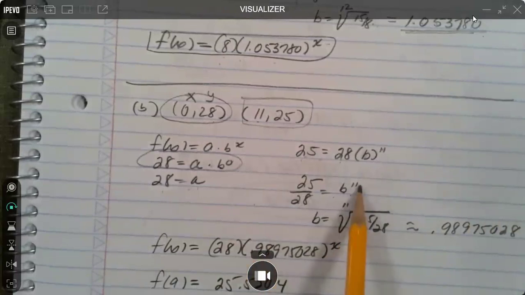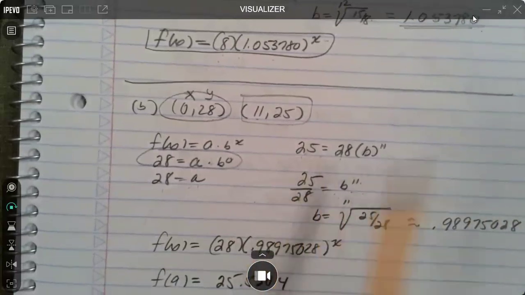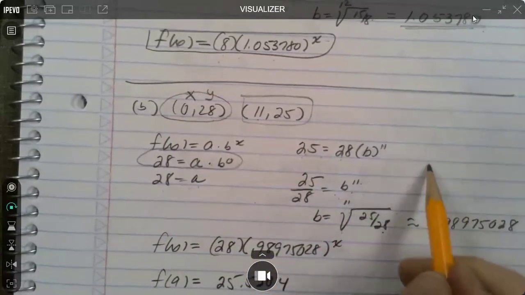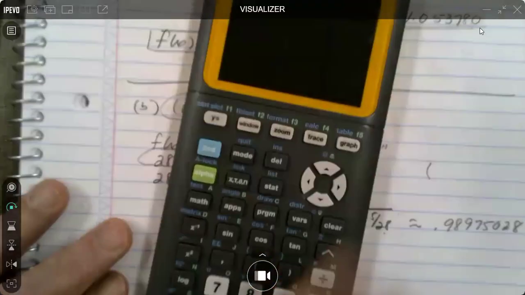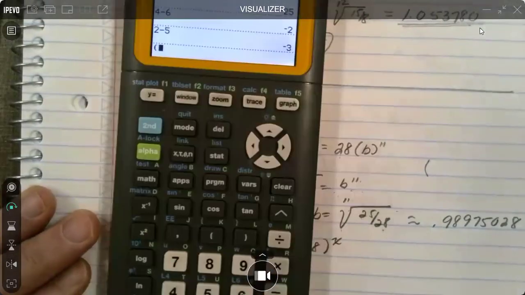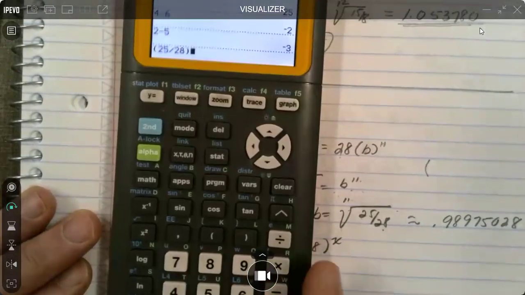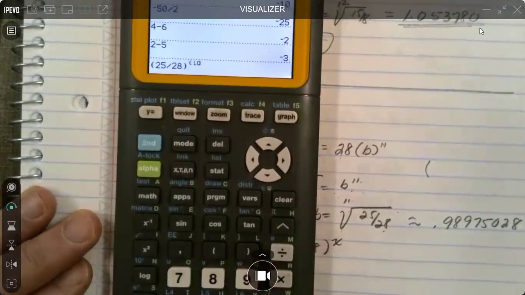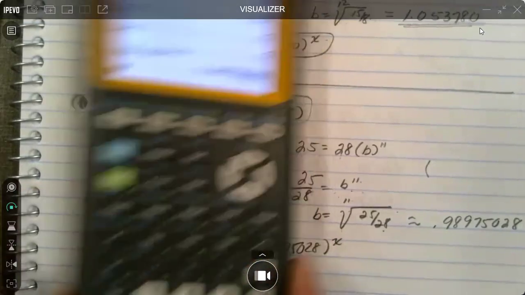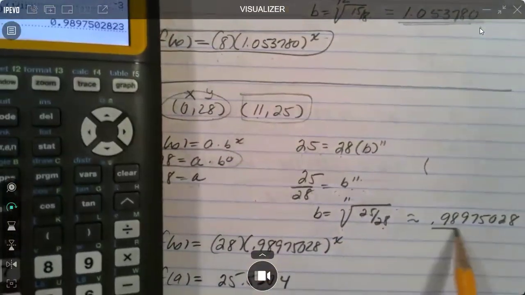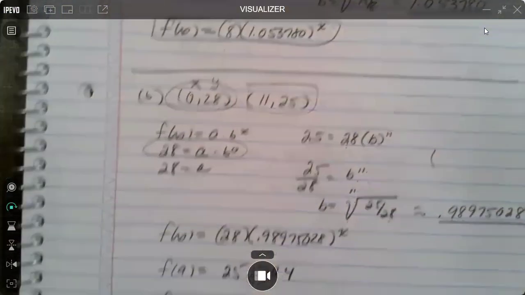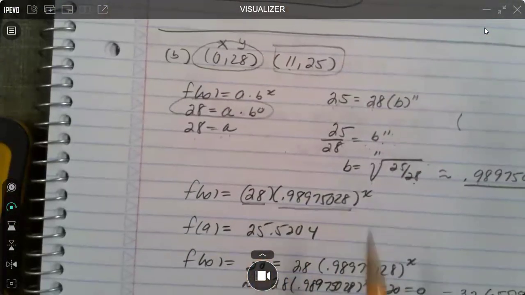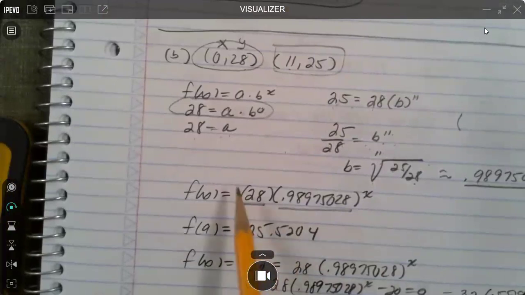How do you undo b to the 11th? You're going to take the 11th root of the other side. So b equals the 11th root of 25 over 28. So in your calculator, you would enter in 25 divided by 28 caret to the parentheses 1 divided by 11. To the 11th, that's going to raise it to the 11th power. And we do need 6 decimal place accuracy, so 0.989750028.